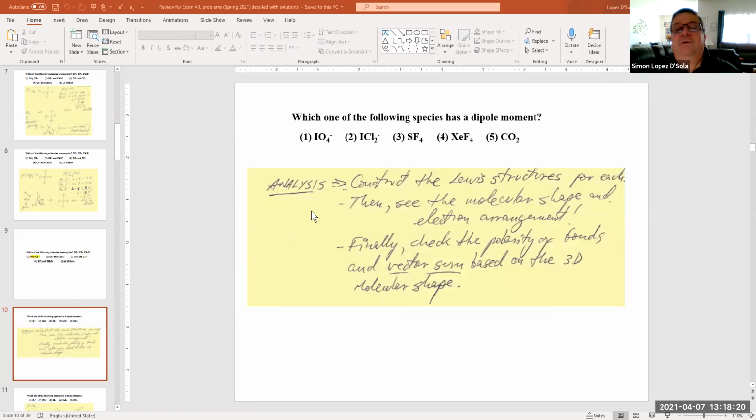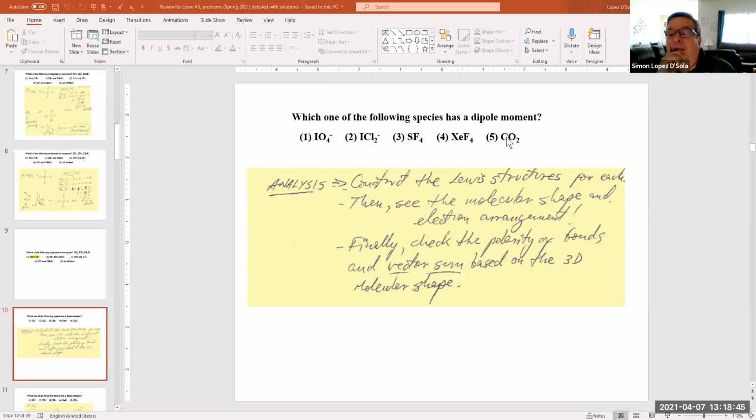Now let's do a similar analysis on this second case. This second case is a little bit more complicated because we have elements not belonging to the second period. So in this case, we have different ions. We have iodate, we have ICl2 minus, we have SF4, which is non-ionic, and we have selenium tetrafluoride, and we have carbon dioxide as the fifth.